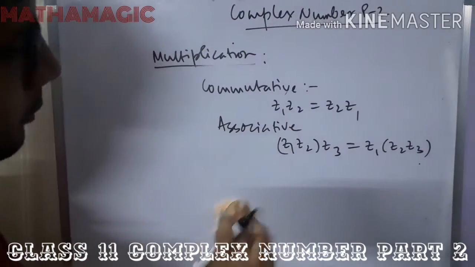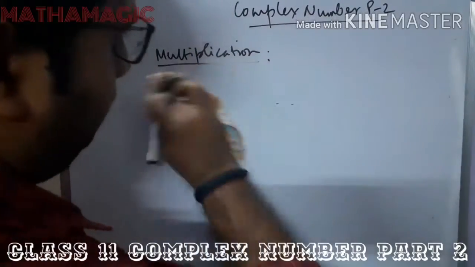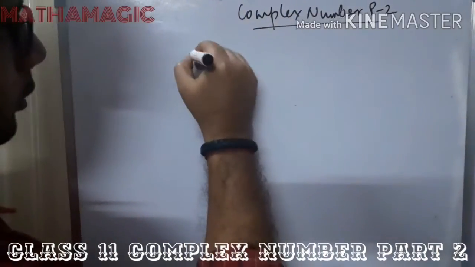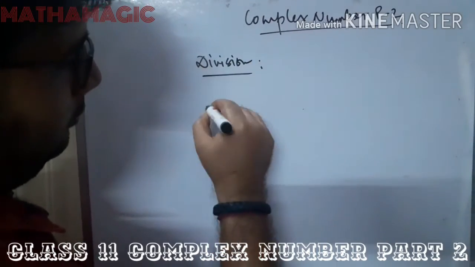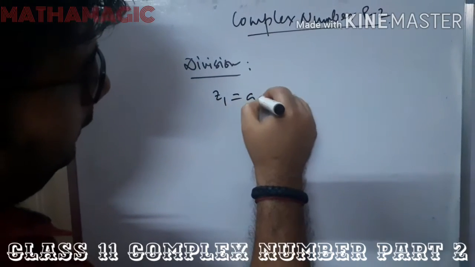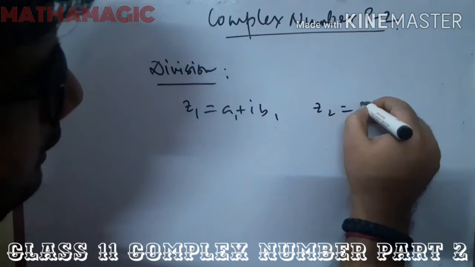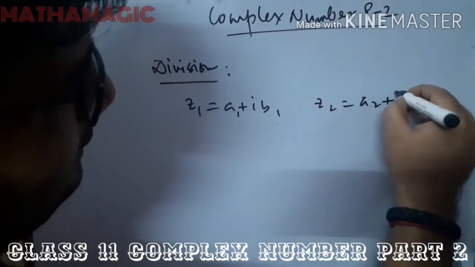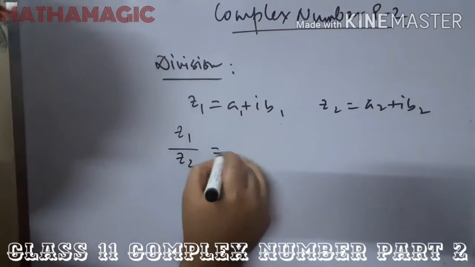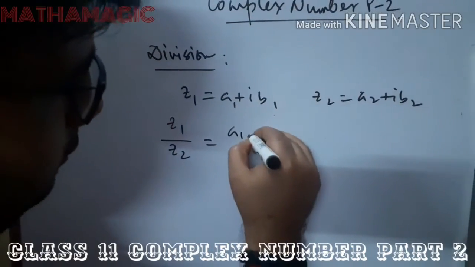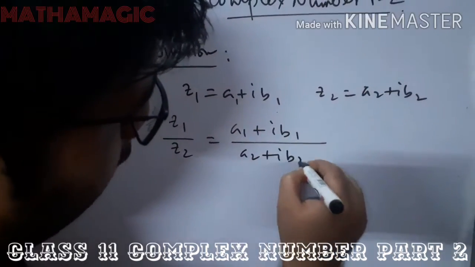And now please note it down so that we can move to the next one, that is division of two complex numbers, which is very interesting. Now, division of two complex numbers. Let one be z1, a1 plus ib1, and let the other be z2, that is a2 plus ib2. Now we need to perform z1 by z2. So what to do? We just write (a1 + ib1) divided by (a2 + ib2).